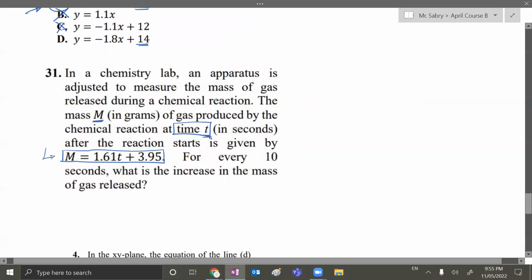this equation, if I wanted to find the gas produced at 5 seconds, I should put 5 in place of T. Then after I put 5, I do plus 3.95, because this is what would get me the mass of the gas in grams.